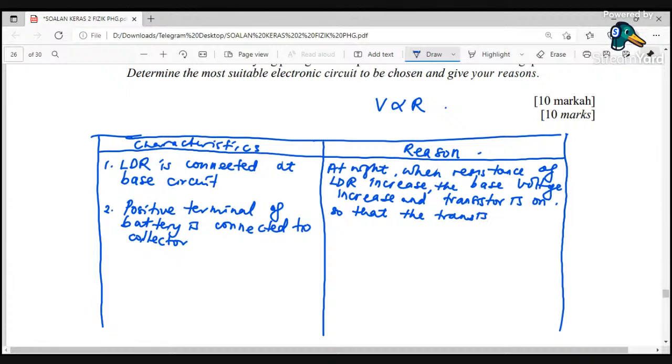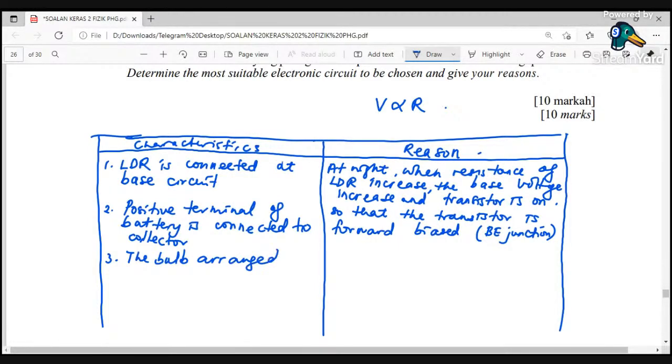So that the transistor is forward bias. Apa maksud dia forward bias kat mana ni? Dekat BE junction. Ini dia punya kunci untuk transistor on. Okay. Ini mesti forward bias. Okay, yang seterusnya ialah the bulb arranged in parallel. Mesti parallel. Kenapa parallel?